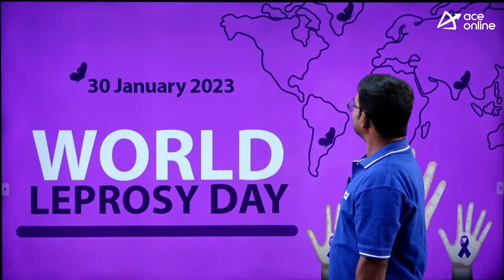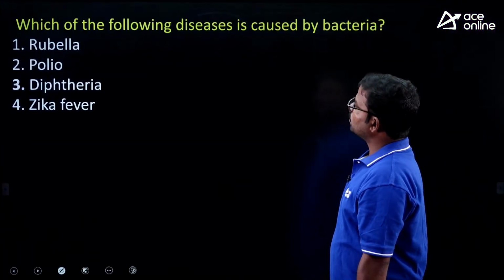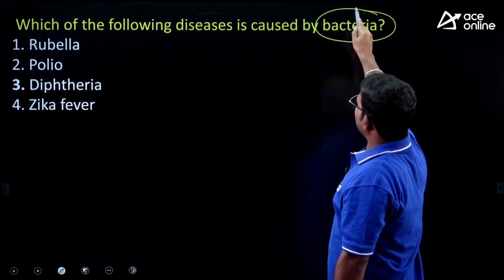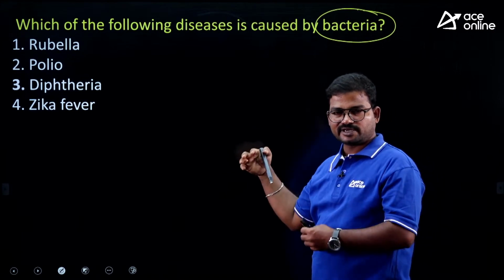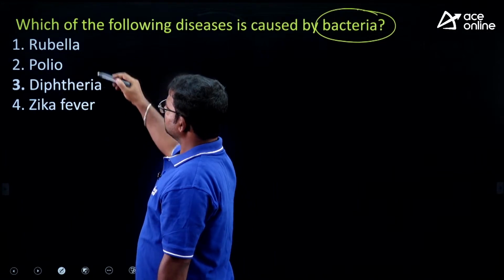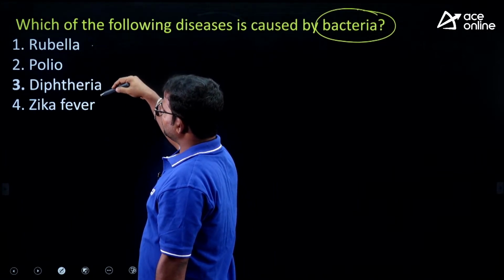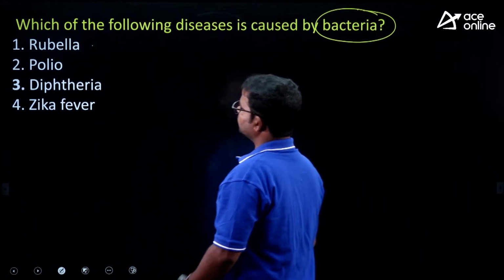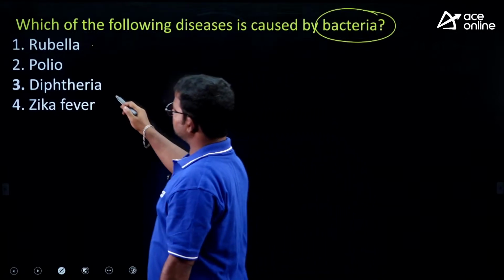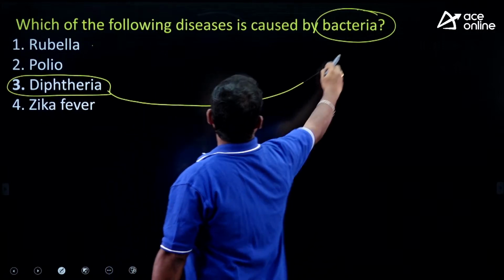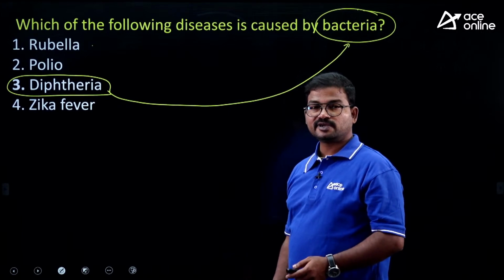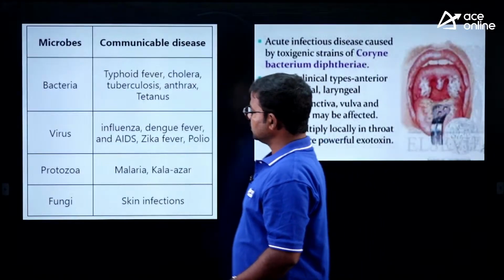Okay, next one. Which of the following diseases is caused by bacteria? Caused by bacteria. So this type of question we have already explained. So here some of the options are mentioned: rubella, next polio, diphtheria, next one Zika fever. So we know that among rubella, polio, Zika fever and diphtheria, diphtheria is majorly caused by bacteria. Next, what about Zika fever? So this Zika fever is caused by viruses. Okay, so here it is the options.